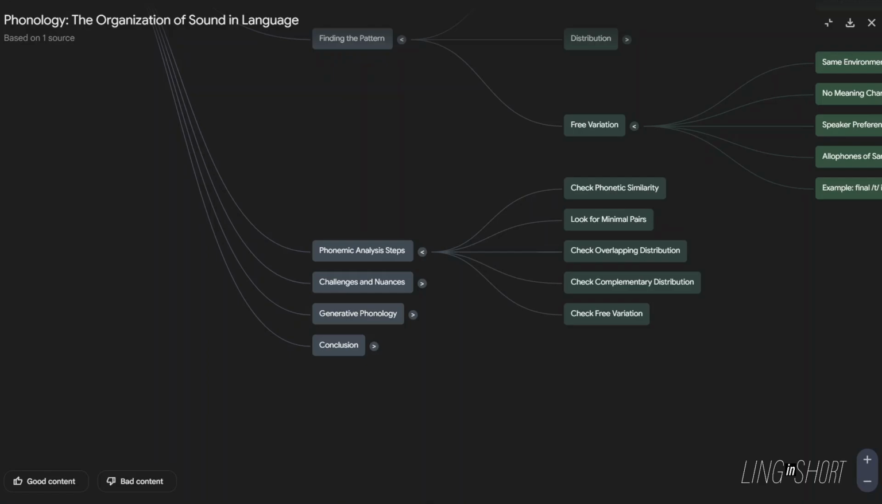It sounds like a really systematic way to uncover the hidden rules, the sort of grammar of sound in a language. It is, but, like any good detective story, there could be twists, complicating factors. Oh, like what? Well, for instance, just because two sounds are in complementary distribution doesn't automatically seal the deal that they're allophones. They also need to be phonetically similar, like we just mentioned. Right. Think back to the hammer and screwdriver. They have complementary uses, sure, but they're clearly not just variations of the same basic tool, are they?